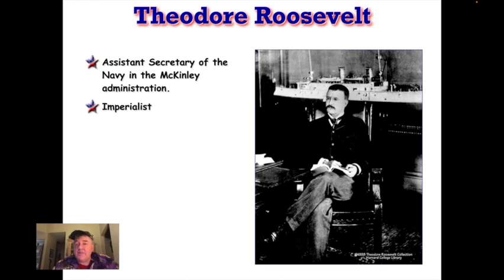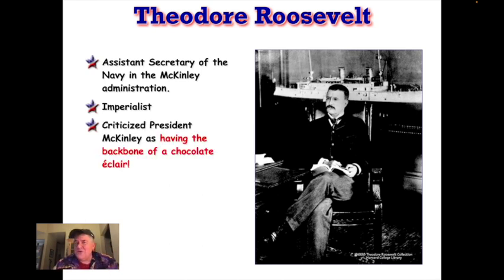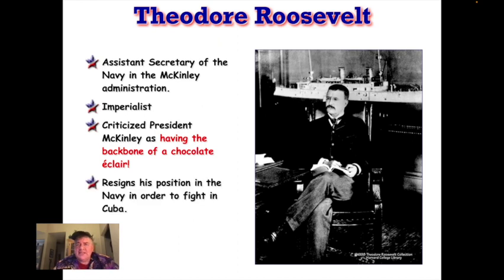And he is big time on imperialism. Well, he knows that there's going to be a war, and he is pretty critical of President McKinley. In fact, he said he has the backbone of a chocolate eclair. And I don't know if you know this, but chocolate eclairs don't have a lot of bones in them, okay? So he's going to resign his position once the war is declared.